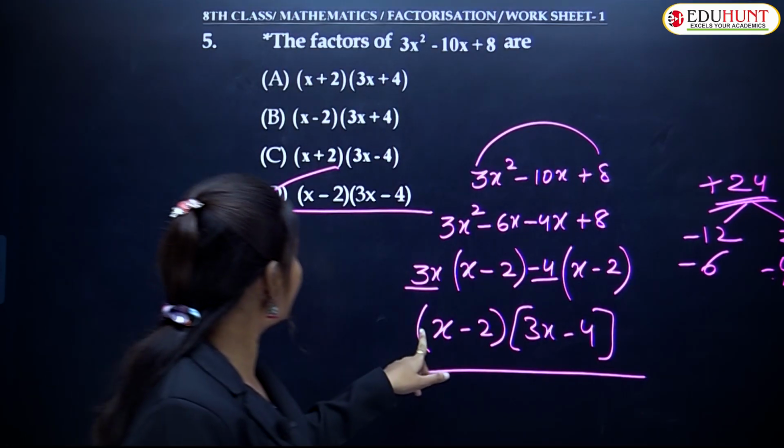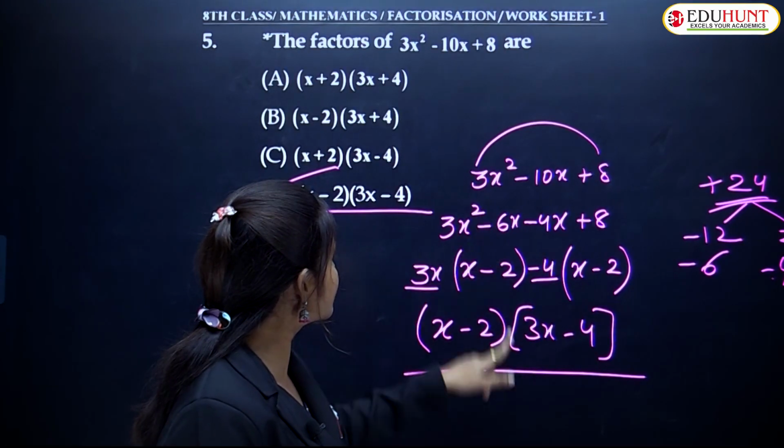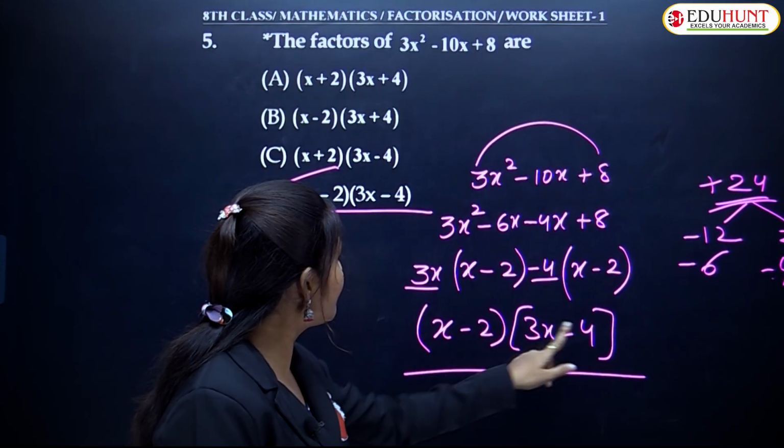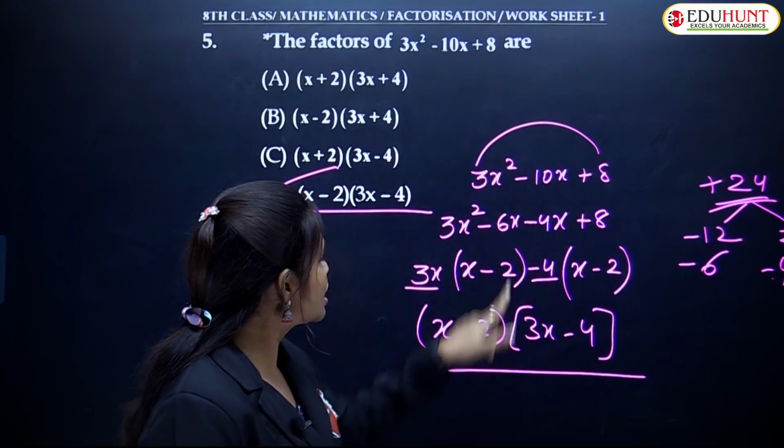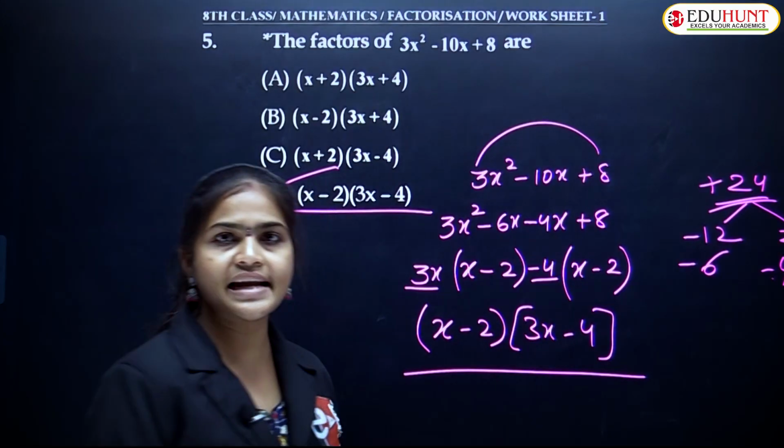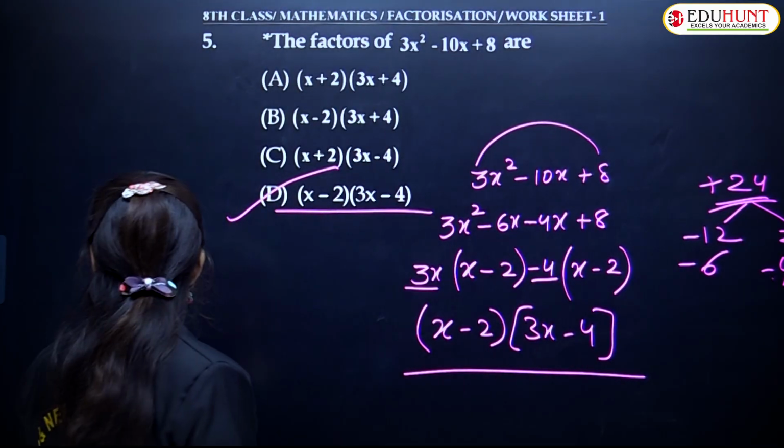Understand? Just check again. x into 3x is equal to 3x square, and minus 4x minus 6x is equal to minus 10x, plus 8. Satisfying, right? Yes.